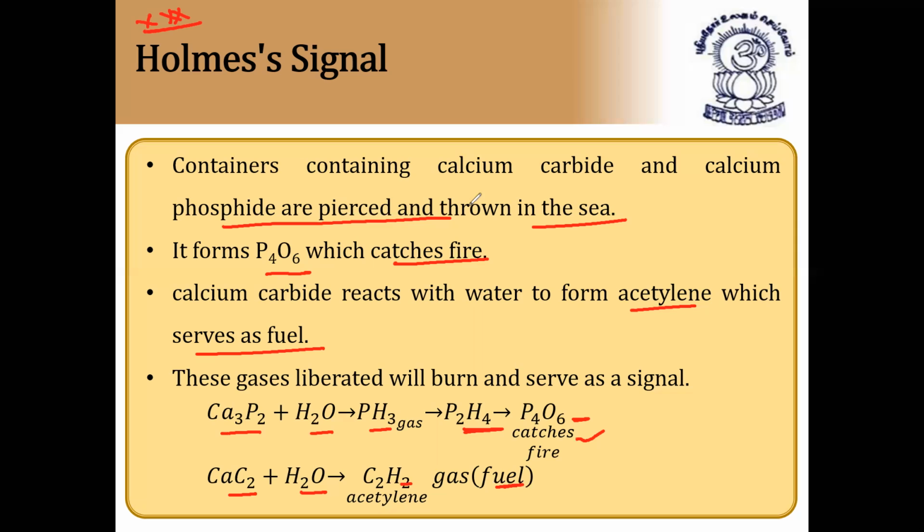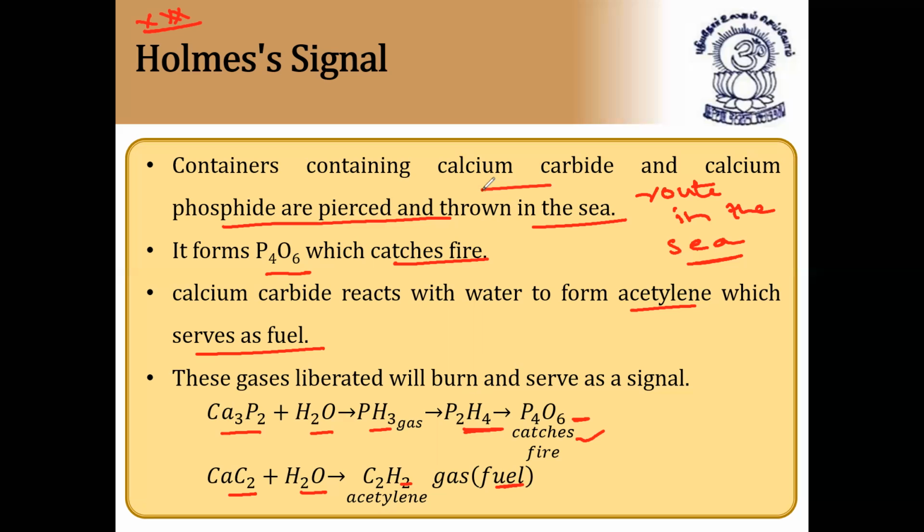Holmes signals are used to know the routes in the sea. So these containers containing calcium carbide and calcium phosphide are pierced and thrown into sea. For the route map in the sea, they can use this signal. They can identify the route in the sea so that easily they can see the obstacles present in the sea. If there are any mountains, then they can see that mountain by the fire of this Holmes signal. So that's why these gases liberated will be burned.